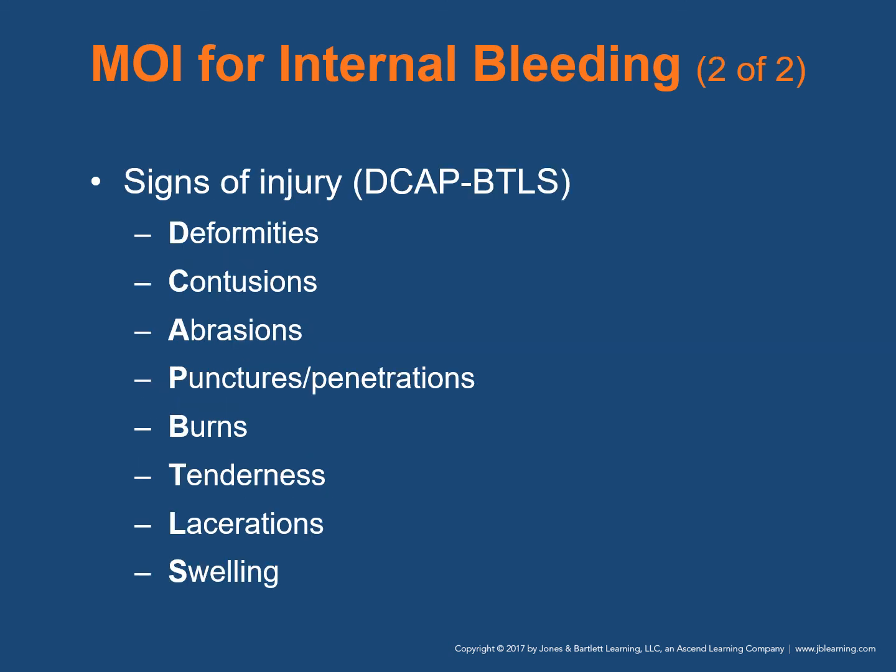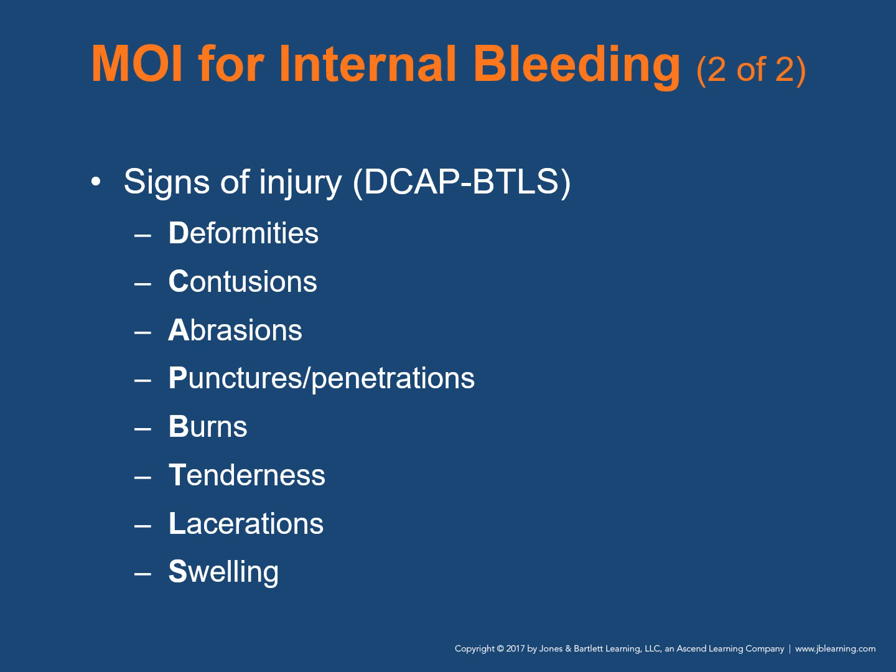How do we know there's internal bleeding? Well, that's what DCAP BTLS is for. How do we know to be concerned about internal bleeding? DCAP BTLS. So if there's a deformity, it's increasing our suspicion that it is a fracture or dislocation, which increases the likelihood that they have internal bleeding. A contusion is an internal bleed. Abrasion may not have broken the skin necessarily. Punctures. So if I have an impaled object, I've been stabbed and the knife is still in place, it is possible that I am bleeding internally.